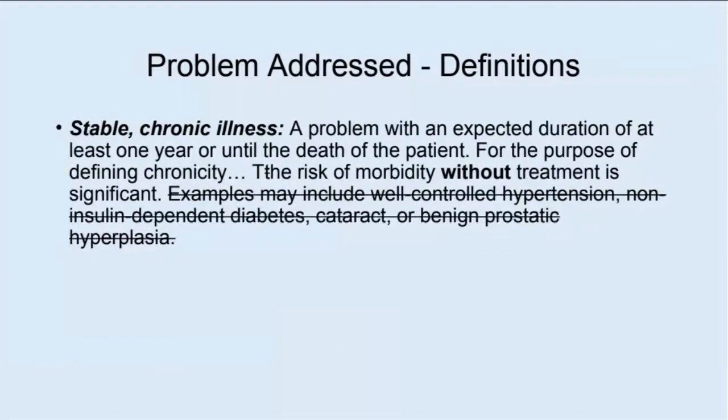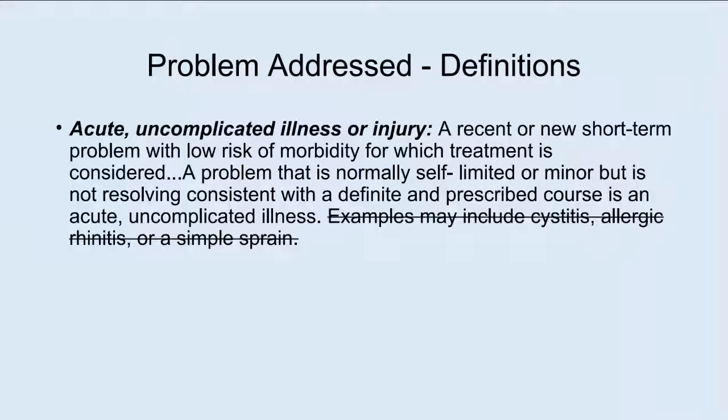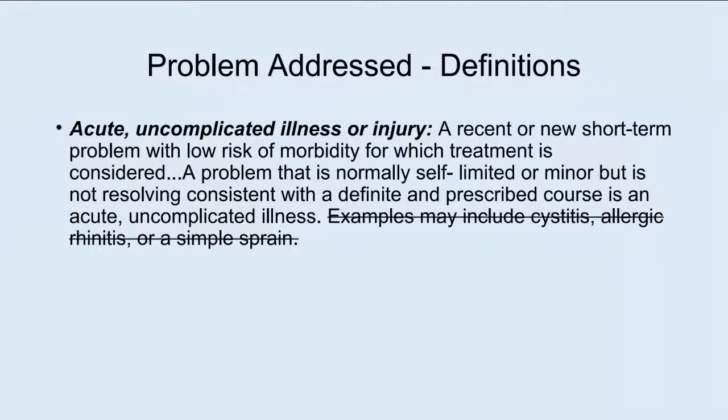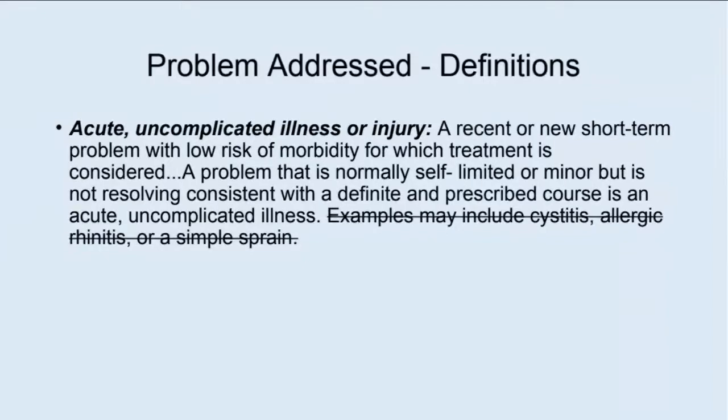Also, for problem addressed, they changed the definition of a stable chronic illness. So all they did with this one was delete the examples. I think that the example is kind of, people thought that if they didn't have one of these, they couldn't use one of the things listed in examples. You couldn't use this one, so they just deleted the examples. So acute uncomplicated illness or injury, this was also changed. Again, the examples were deleted.